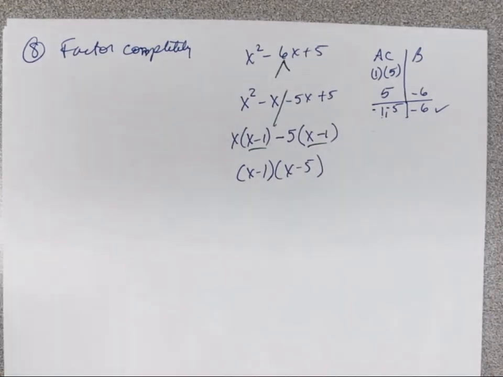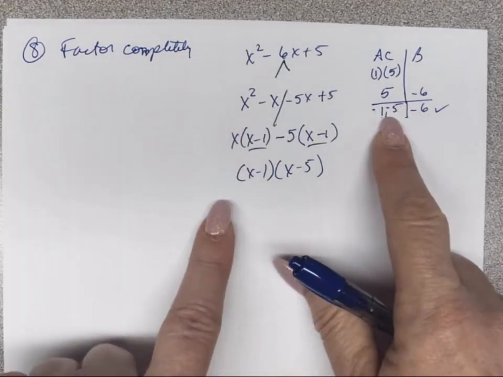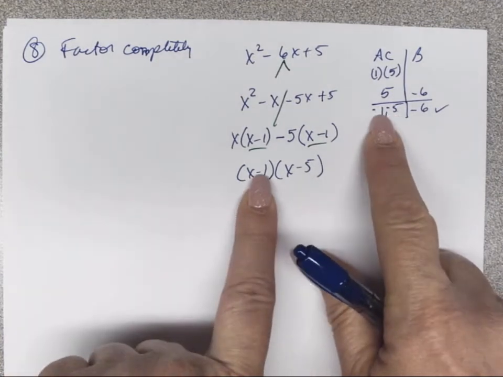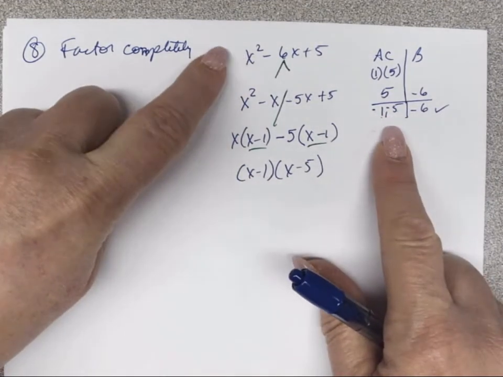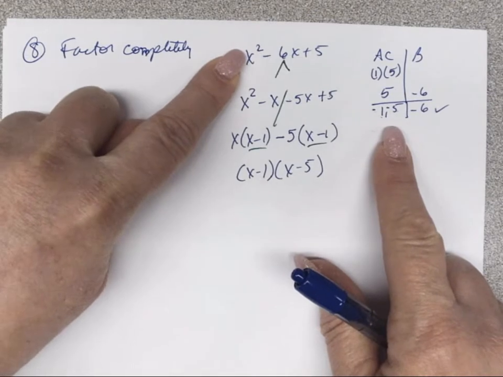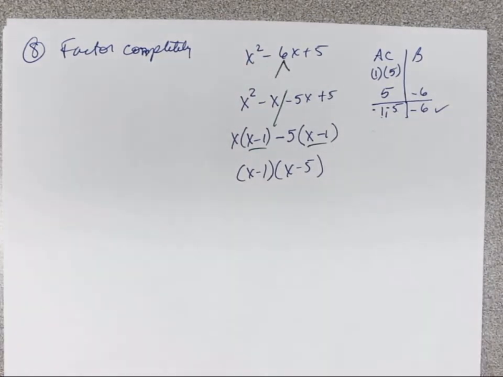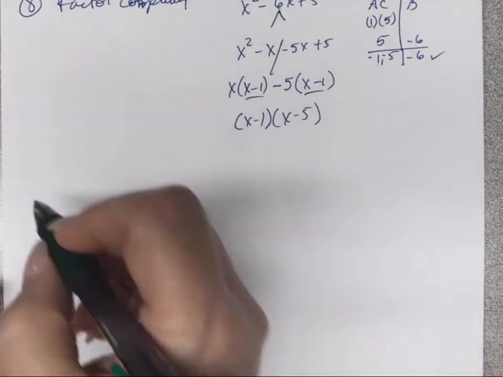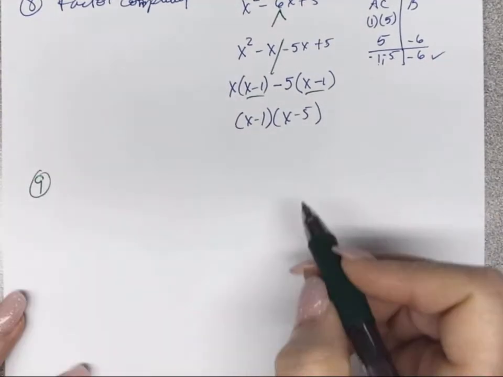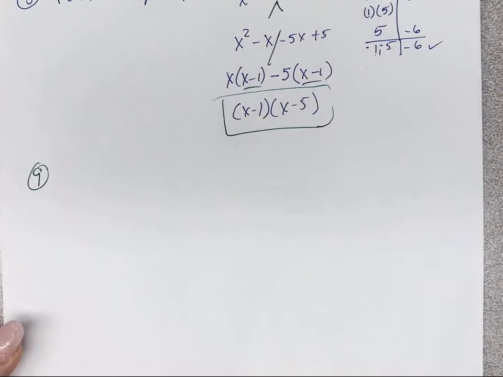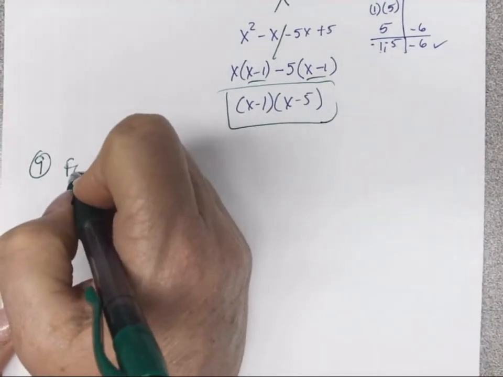Now, if you understand it, once you find your numbers, notice how these match. That only happens when you have a 1 up front. As you'll see on the next problem, that won't work. All right. So let's go do number 9. So final answer. On number 9, again, we're going to factor completely.